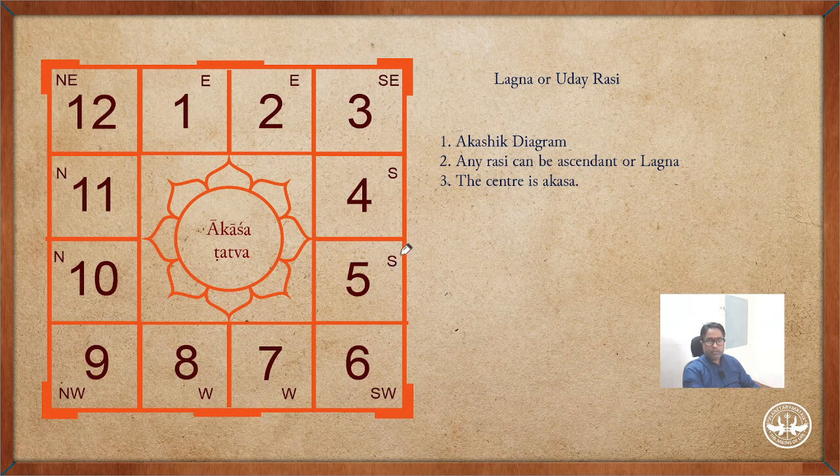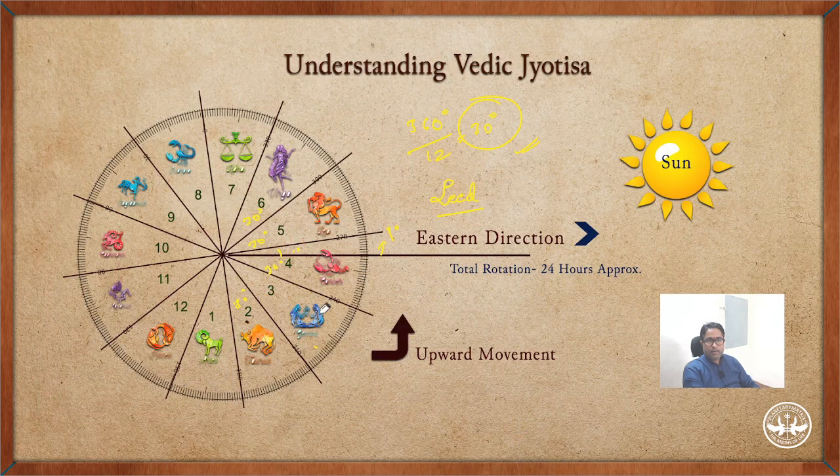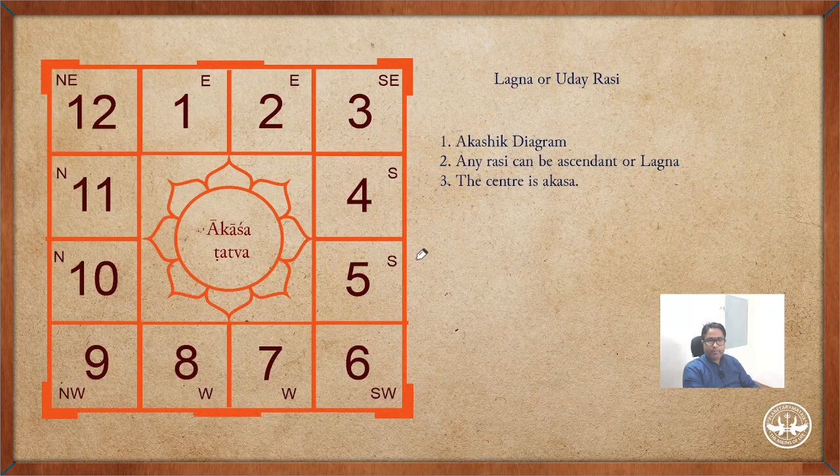So what they will do is, suppose Cancer is rising over here. You can see that Cancer starts from here and it is till this point, right? So here Cancer is rising. So what they will do in the South Indian chart is they will place lagna, they will write LG over here to mark it as lagna. So this is your important rashi.